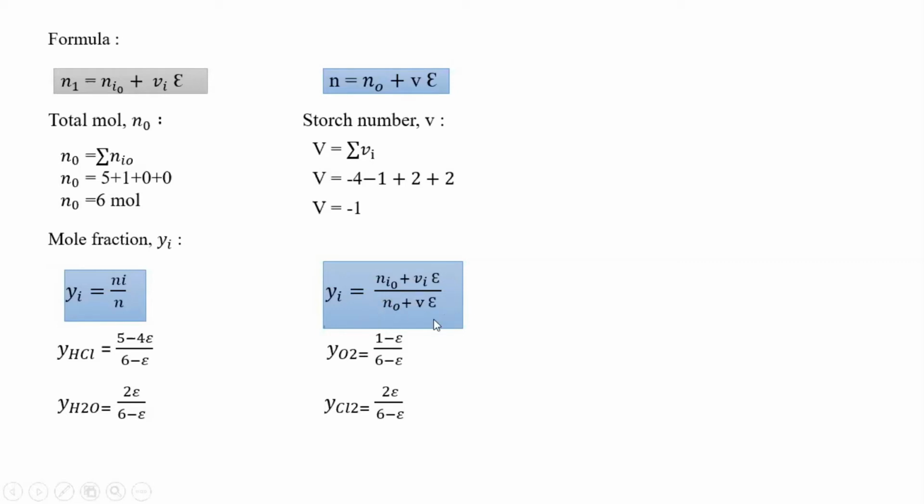Okay, so this one is for when it involves all species. For example, for HCl, it is 5 minus 4 epsilon. 5 is because the initial mole of HCl is 5, and 4 is the stoichiometric coefficient for HCl, negative because HCl is the reactant. Divide by 6, which is the total mole, and minus epsilon, negative 1 here because the total stoichiometric number is negative 1. Same goes for O2, H2O, and Cl2.